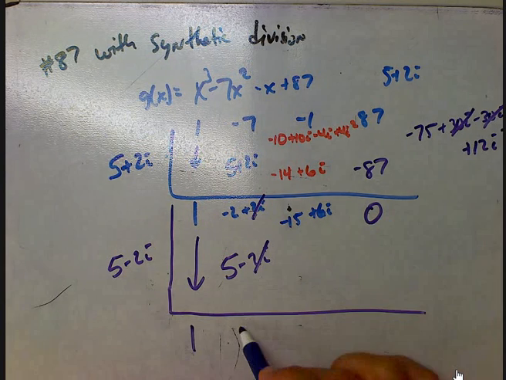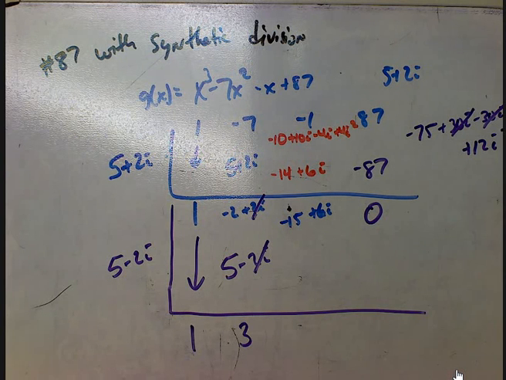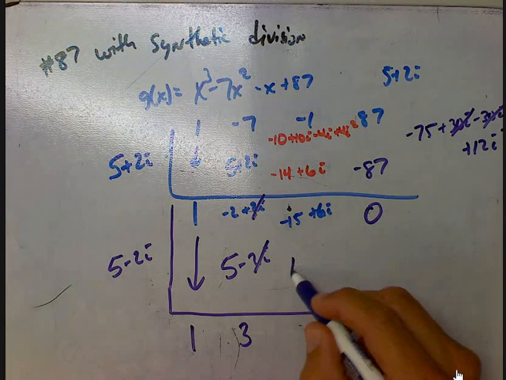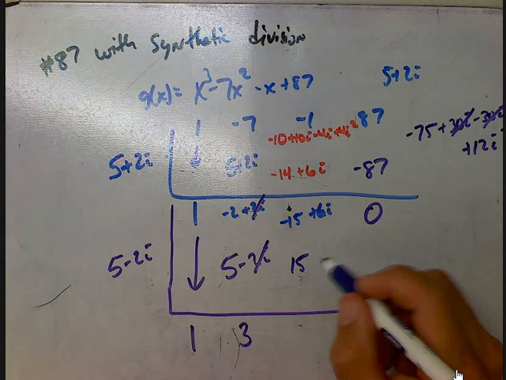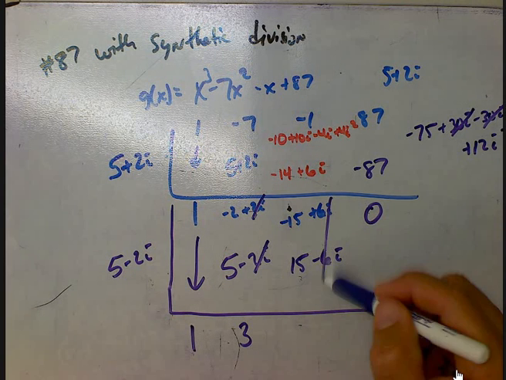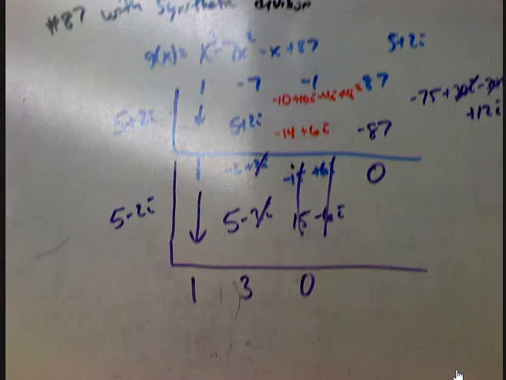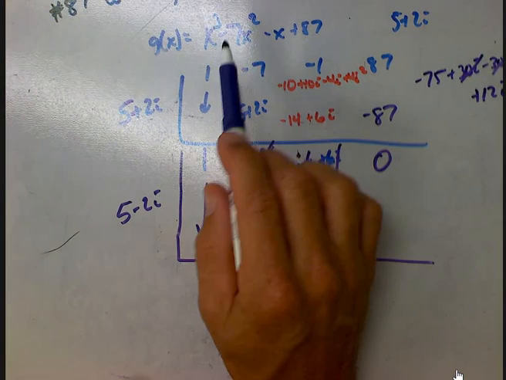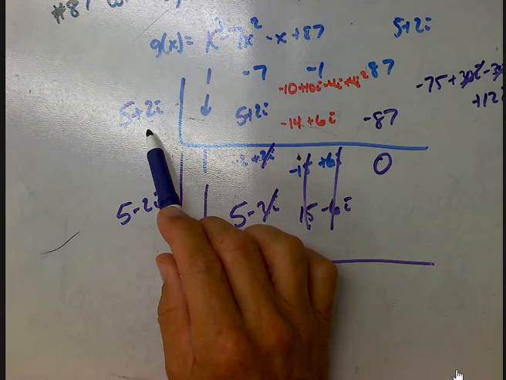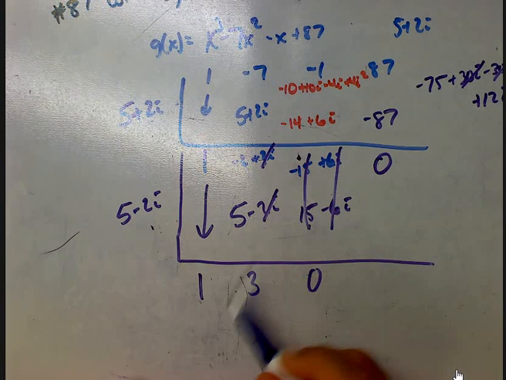Now I multiply: 5 times 3 is 15. -2i times 3 is -6i. Those both cancel, leaving 0, just like it's supposed to. And here I'm left with, since I started with x to the third, I divided twice. That means this would be 1x plus 3 equals 0.